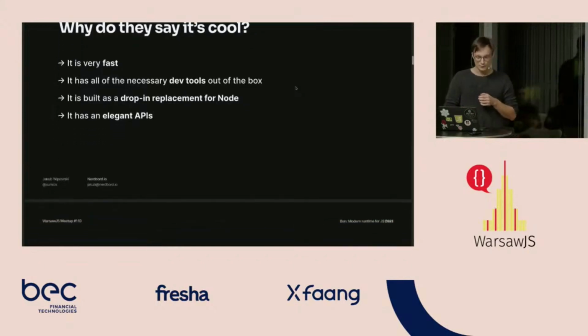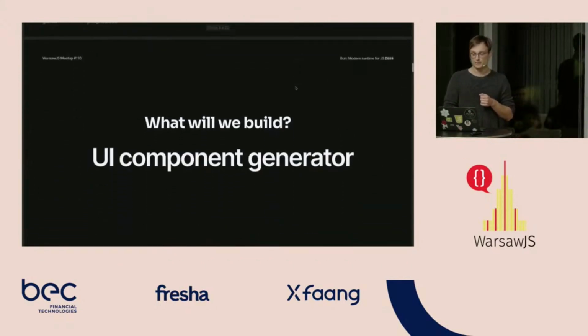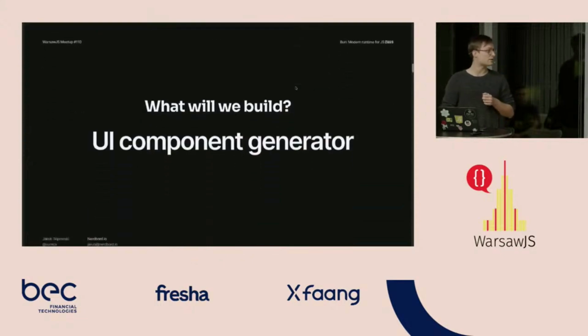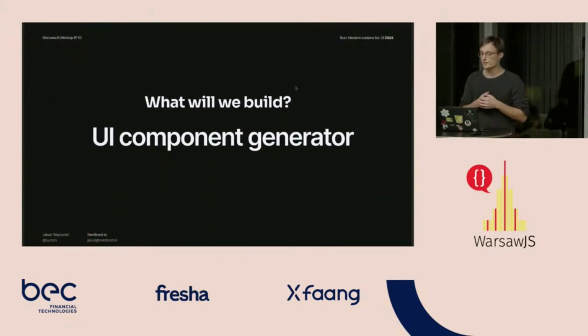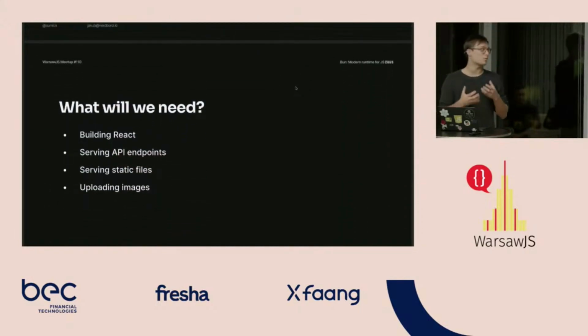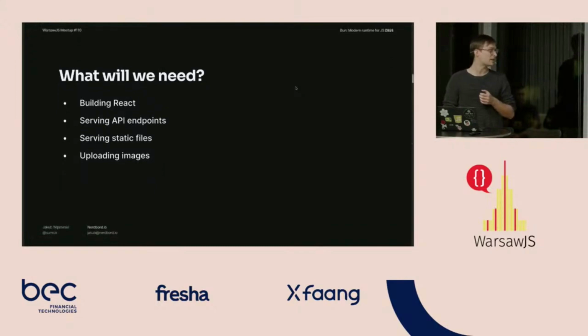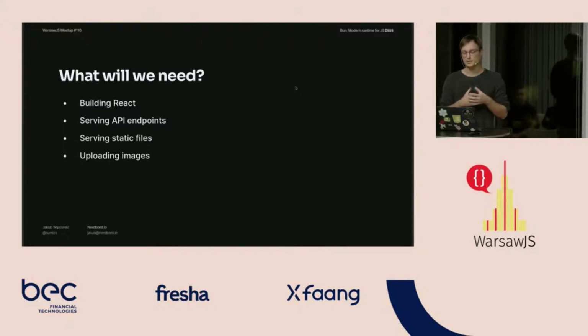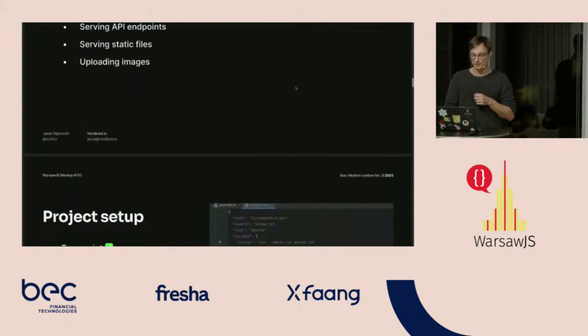So what are we going to build in Bun? We are going to build a UI component generator with the help of GPT. To make it happen, I'm going to need some way to build React. I need some way to serve API endpoints, and I need the possibility to serve static files as well as upload images. So let's go to project setup.